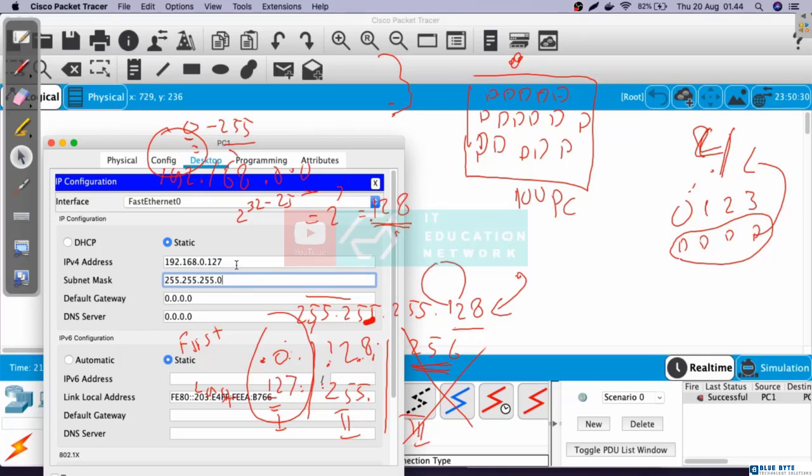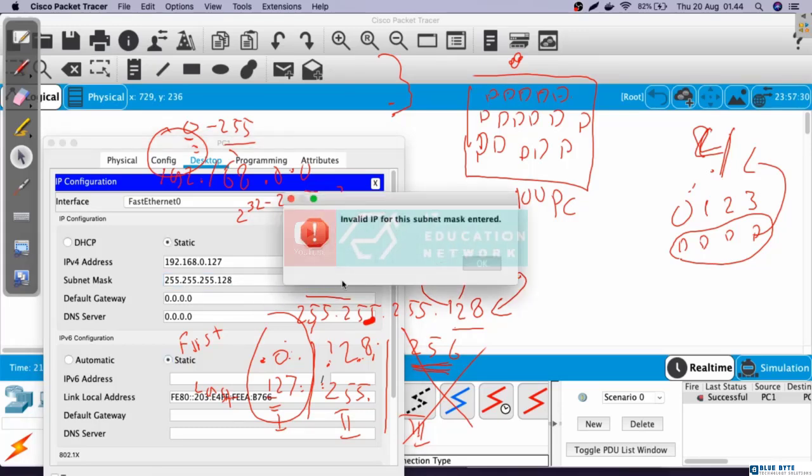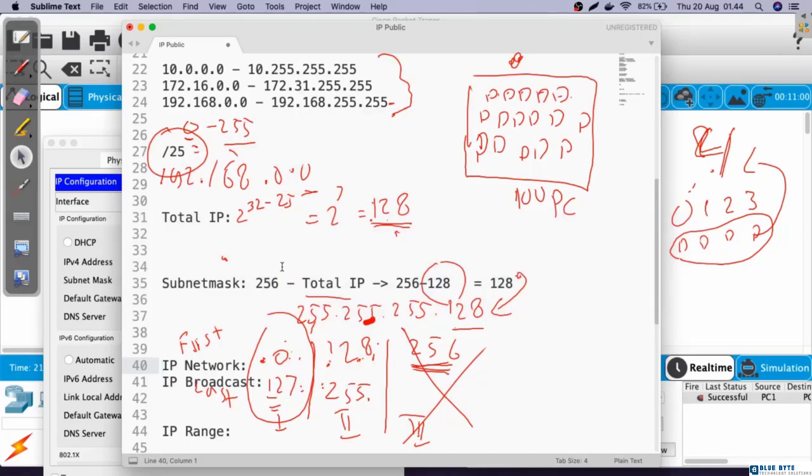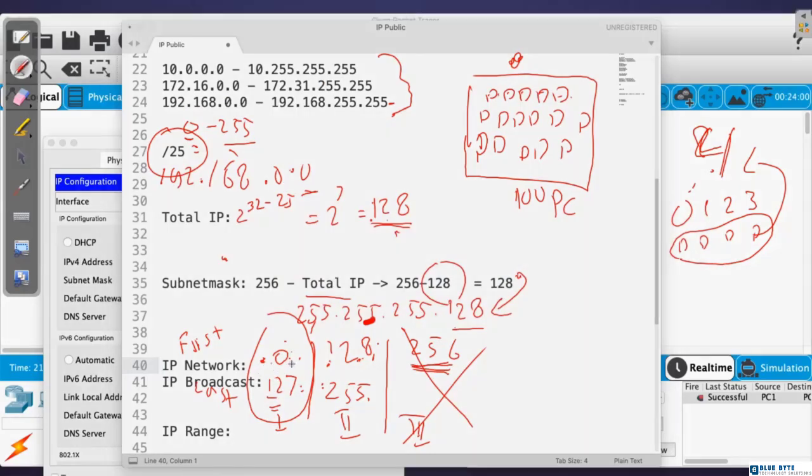Now let's edit the subnet mask to 255.255.255.128 as our calculation before. Okay, here we get an error now. So always remember that network IP and broadcast IP can never be used. So which IP can we use? The IP that we can use is after network IP until before broadcast IP, and this is called IP range.